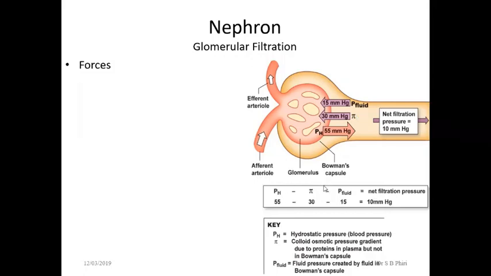Down here, there's an equation. You have the hydrostatic pressure in the capillaries, minus the oncotic pressure in the capillaries, minus the hydrostatic pressure in the Bowman space. It will give you the net filtration pressure. So 55 minus 30 minus 15, you have 10. These are called starling forces.